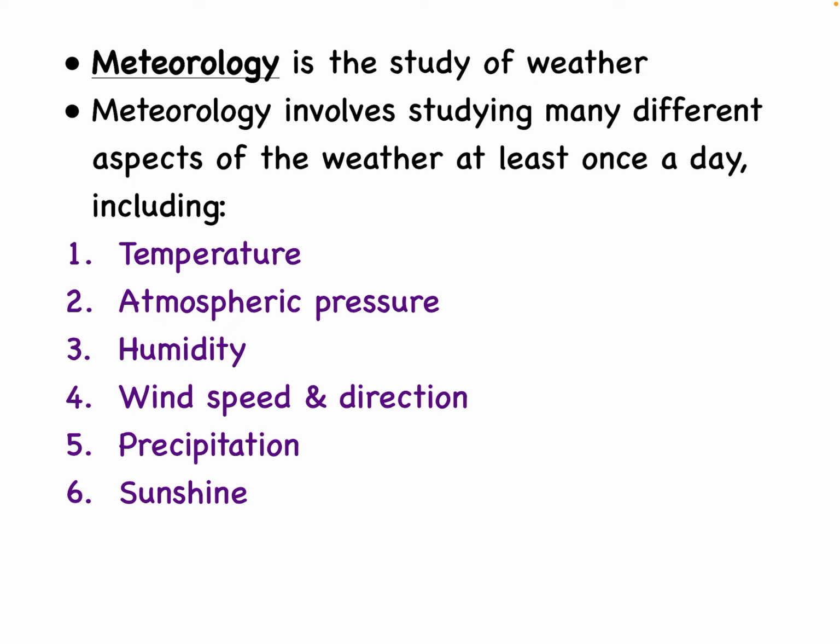Wind speed, obviously the windier it is, the more of a nuisance it is. And what direction is it blowing in from? That might even affect your playing of matches and things like that. Precipitation, that's rain, hail, sleet, snow, and sunshine, which we love. Okay, so in meteorology, if you're working in that job, you're gathering all of those 6 different bits of detail.